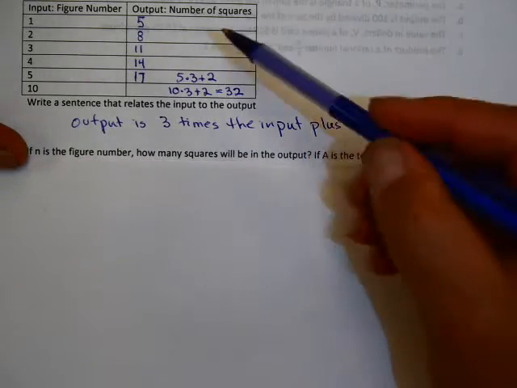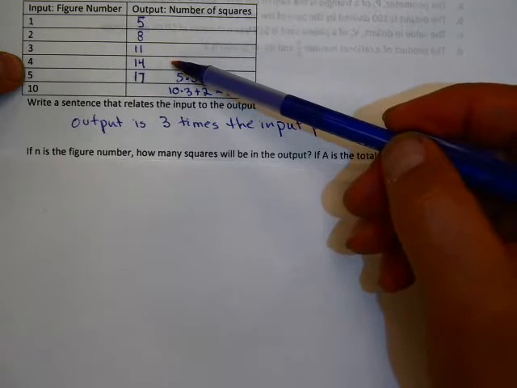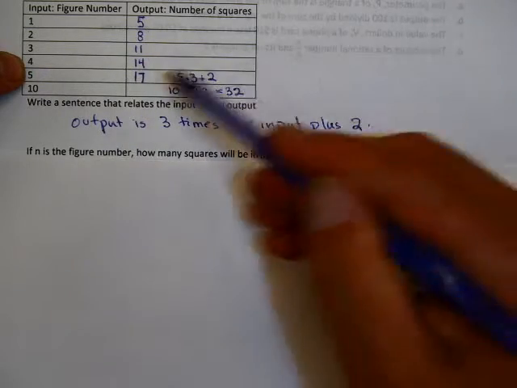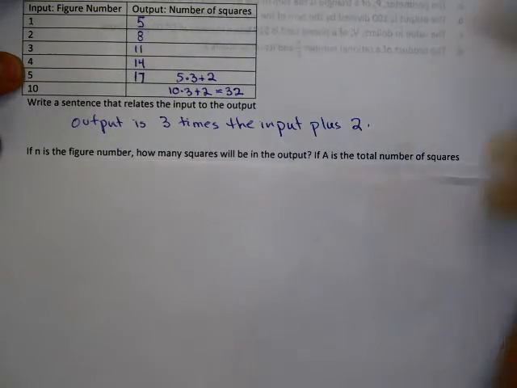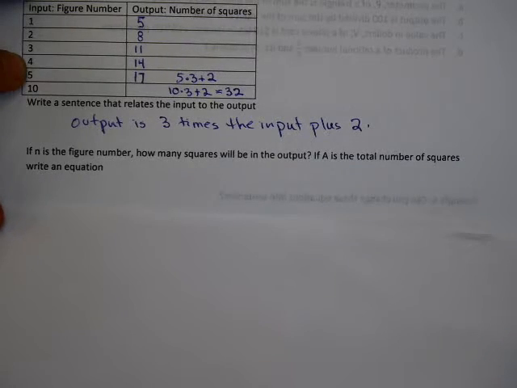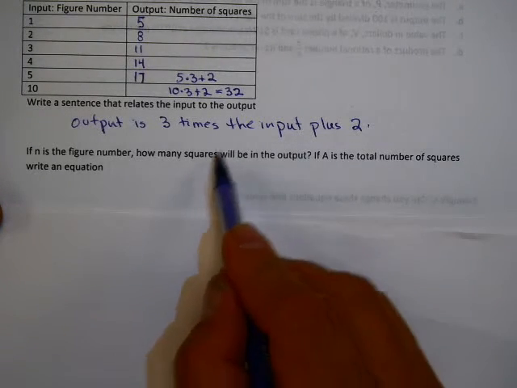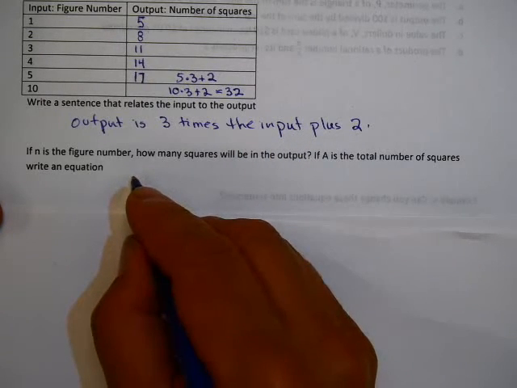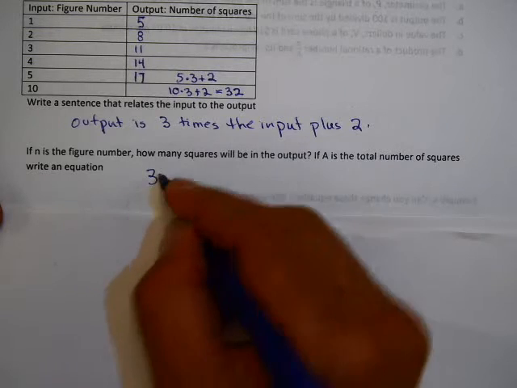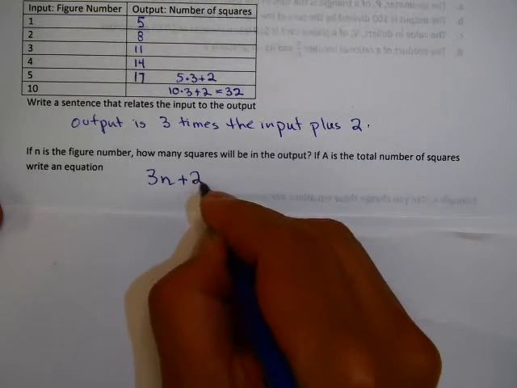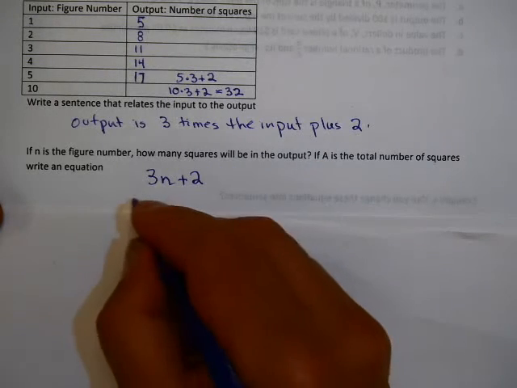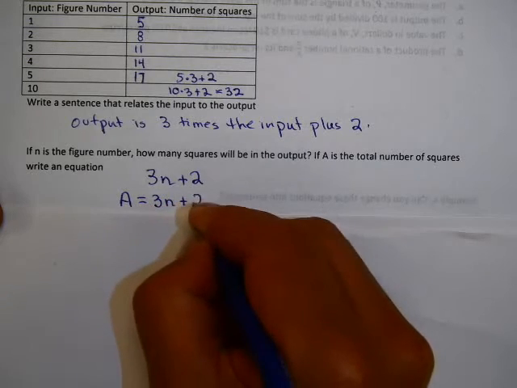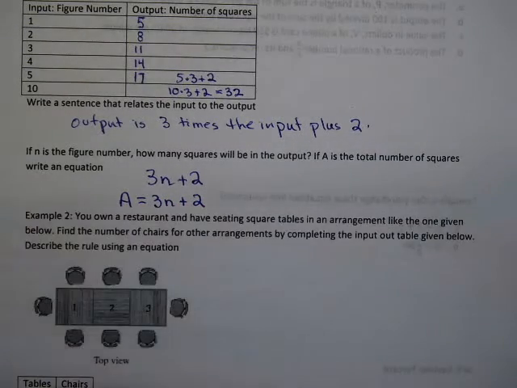Does that work? Well, let's think again about figure number 4. The output is 3 times the input. Well, 3 times 4 is 12, plus 2 is 14. That seems to work. So if n is a figure number, how many squares will be in the output? Well, n is the input here, so the output would be 3 times the input plus 2. And then it says if a is the total number of squares, can we write an equation? Well, a equals 3 times the input plus 2 would be a possible equation.